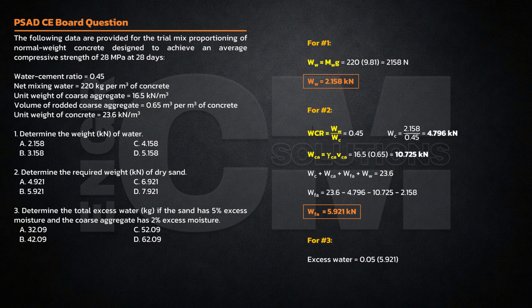And the excess water here: the sand has 5% excess moisture. So 5% of the sand, of the fine aggregates, plus 2% moisture of the coarse aggregate. Okay? So naka-kilonewtons pa ito, 511 newtons. So natin here in kilograms, divided by gravity, you have 52.09 kilograms.